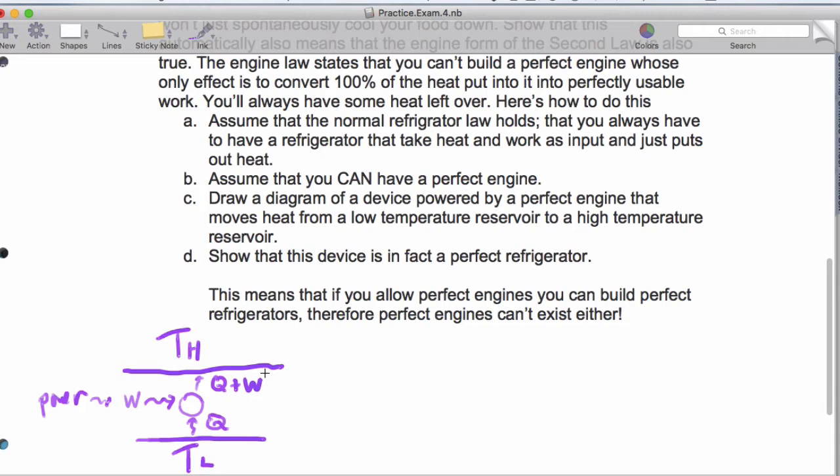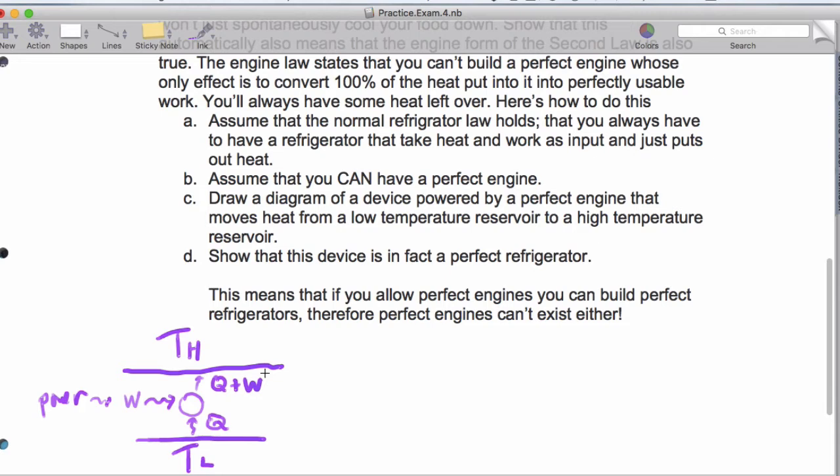Now, what we're saying is assume that we have a perfect engine, and that what this means is that you can, in fact, power our perfect refrigerator in a way. Here's what we're trying to say.